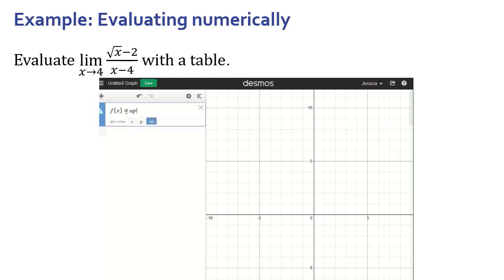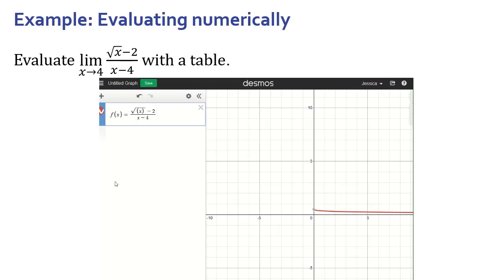You first go to desmos.com and then go to the graphing calculator. What we'll do here is type in the function. In this case, the function was f of x equals the square root of x minus 2, and then that's all over, so let's put that in parentheses, the quantity x minus 4. Okay, so you can kind of see what's going on graphically here. I'm going to get rid of those so this isn't so ugly. We can look at it and see, okay, as x is approaching 4, it looks like we're getting close to a number that's a little bit less than 1, but less than 1/2 even.